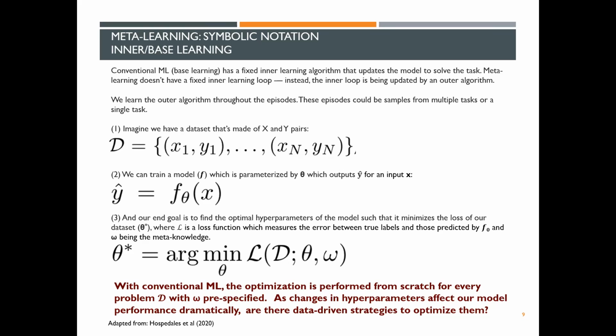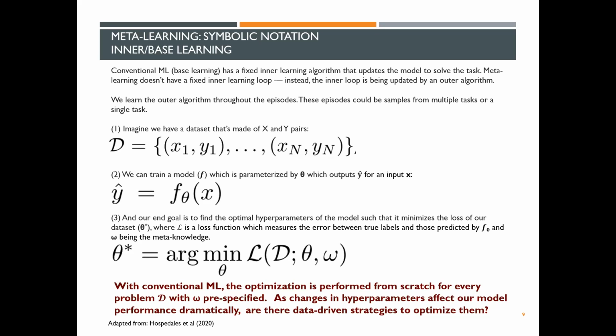So what we're doing with these conventional inner base learners is that we optimize basically from scratch for every problem, and the model's pre-specified. And often, when we're not using hyperparameter optimization, remember that's a meta-learning process, we usually give it kind of static properties when we build our models, right?